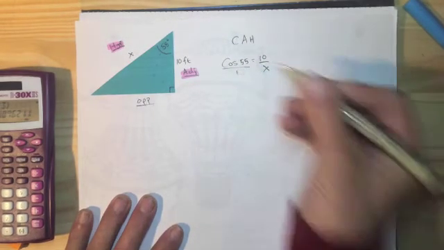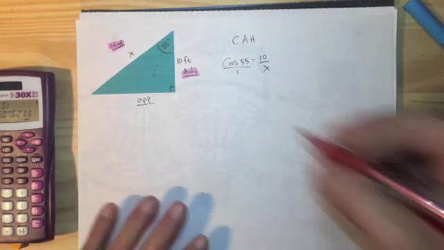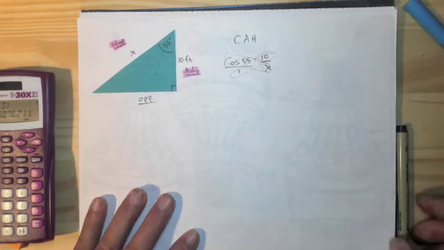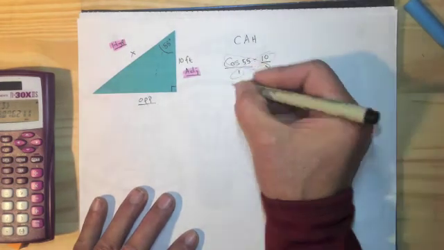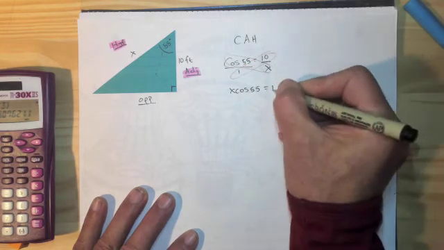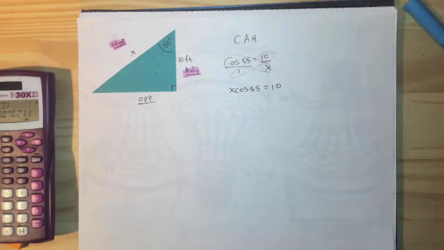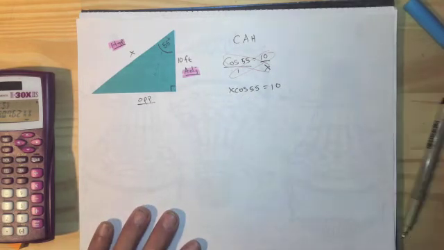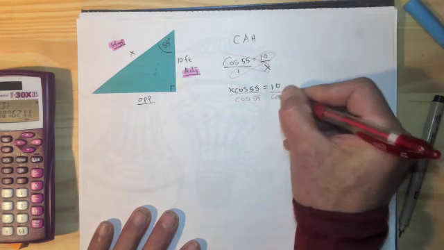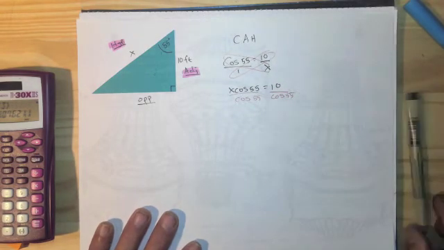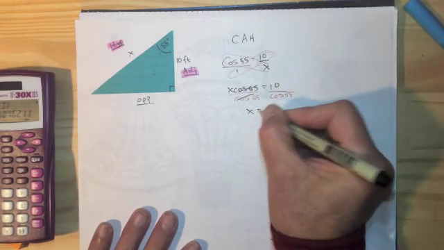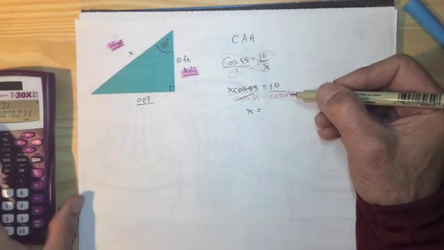Okay, so this is it. I put that over 1 if I want to. I cross multiply, or I could multiply both sides by x to get that, but I'm noticing that x gets times the cosine of 55, and 1 times 10 equals 10. So x is still not solved for, so I'm going to have to divide both sides by the cosine of 55 in order to get x by itself. That cancels. So x equals 10 divided by the cosine of 55.